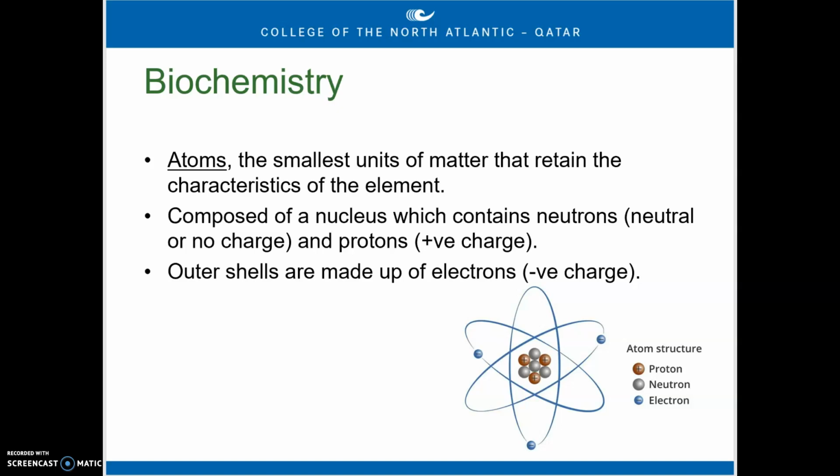things that are called neutrons, which are neutral or have no charge whatsoever, and we have protons, which are particles that have a positive charge. On the outer shell of the atom, we're going to have electrons, which have a negative charge. Now, in a normal stable atom, the electrons on the outside will be the same in number as the protons in the nucleus.